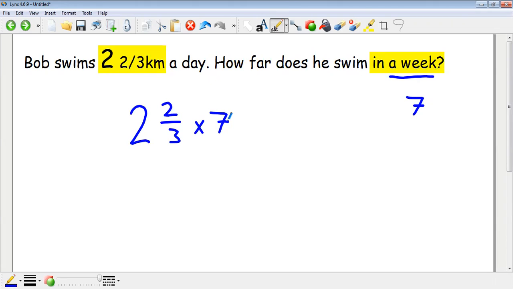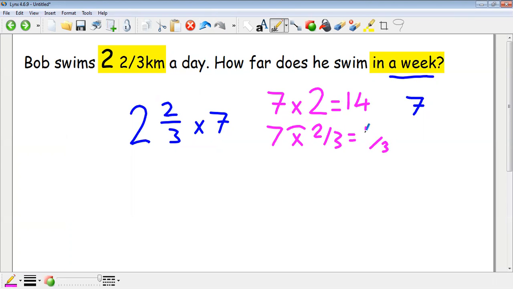So hopefully by now we've remembered what to do. There are different ways you can do this. I'll show you both. So the easiest thing to do would be to just partition this. That means break it into the parts. So you've got 7 times 2, and then you've got 7 times 2/3. So 7 times 2 is 14. 7 lots of 2/3. So the third's going to stay the same. We only times the numerators.